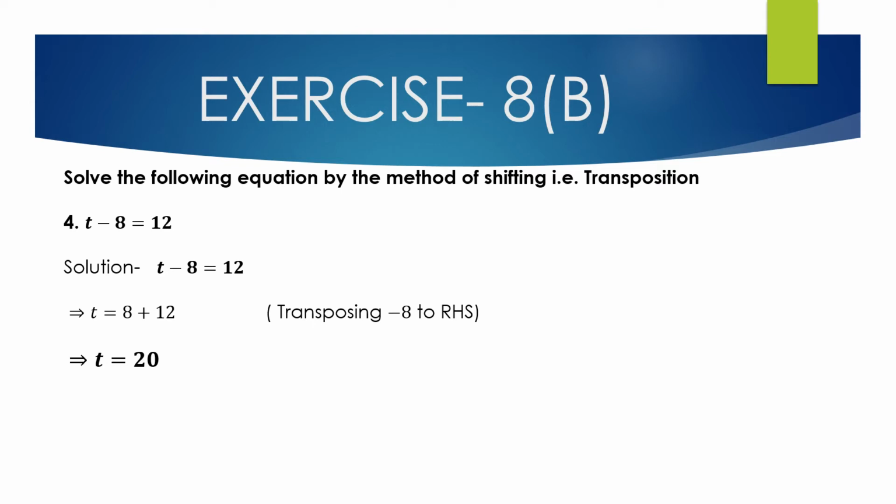Now we solve question number 4. Question number 4 is t minus 8 equal to 12. This is the equation given and we have to solve the value for the variable t using the method of transposition or the method of shifting. On the left hand side, minus 8 transposed to the right hand side, then minus 8 changes to plus 8. This implies t equal to 8 plus 12. 8 plus 12 is 20. Now we get t is 20. So value for the variable t is 20.